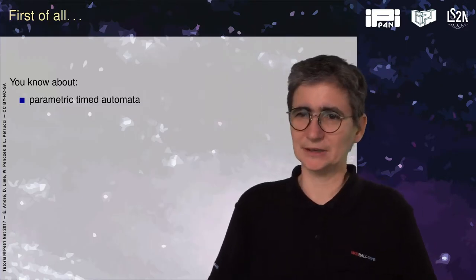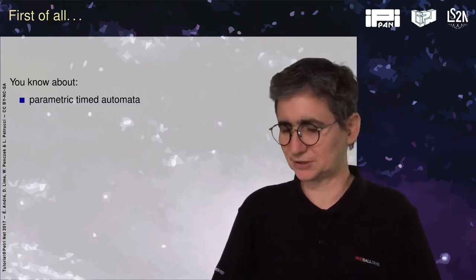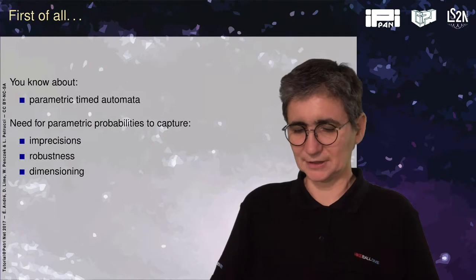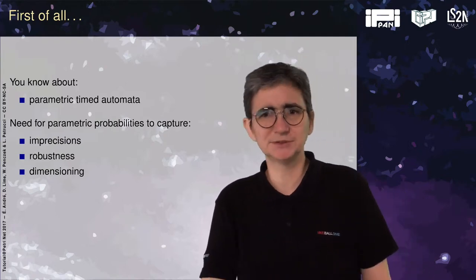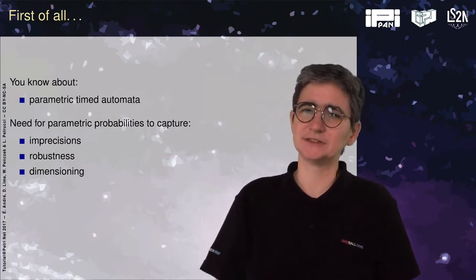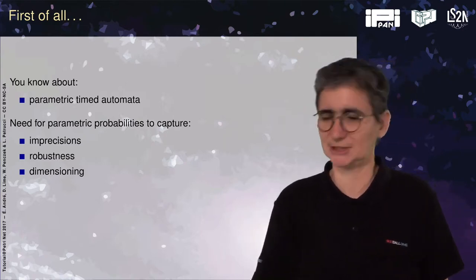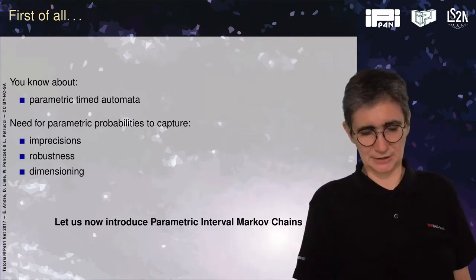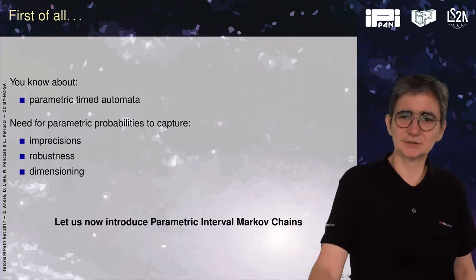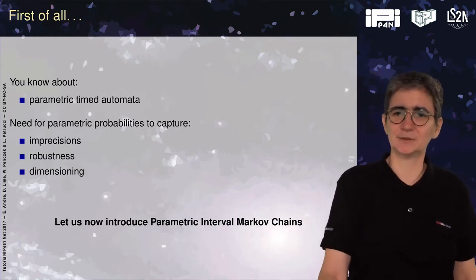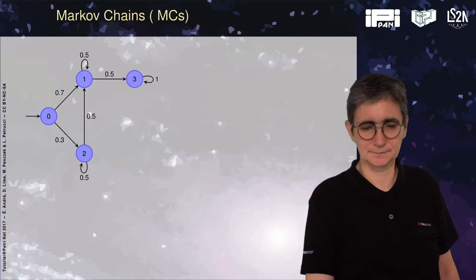First of all, you now know about parametric timed automata, but sometimes you need parametric probabilities in order to capture imprecisions, robustness, and dimensioning issues. So let us now introduce parametric interval Markov chains.